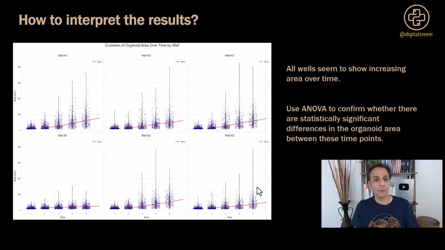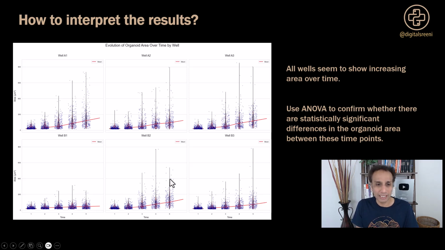And now the question is how to interpret the results, right? So basically these are violin plots, as you can see, between time series. So all wells seem to show increasing area over time, right? So this is well number 1, 2, 3. This is B1, B2, B3. And this is time point 1, time point 2, 3, 4, 5. So each well has 5 time points, right? So as you can see, the mean area of these organoids, there are many organoids, increases as the time goes by. So that's true for most, and in some wells it's not as pronounced as in others, because B2 probably has the highest change and B1 here has the least change.